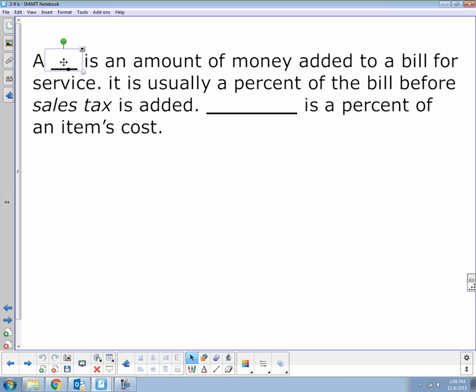And so a tip is an amount of money that's added to a bill for a service. So if somebody does something really well and you want to give them a little bit extra, and I'll talk about that in class. But that's a tip. It is usually a percent of the bill before sales tax is added.